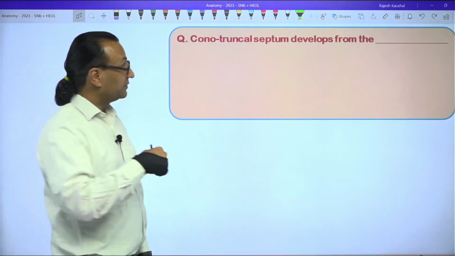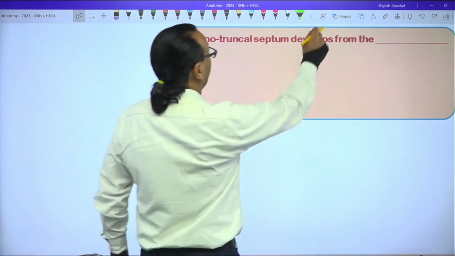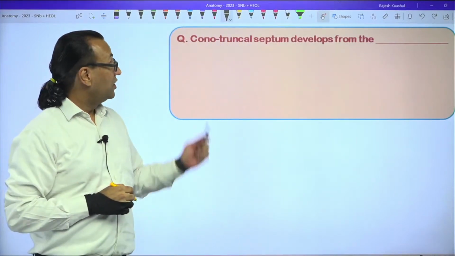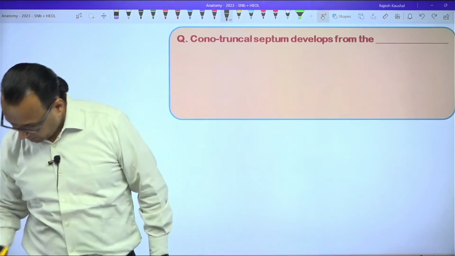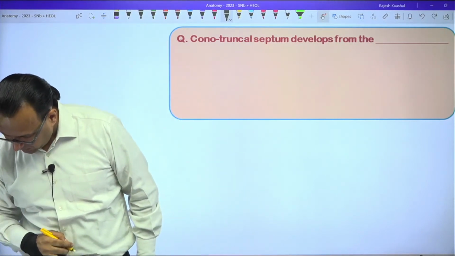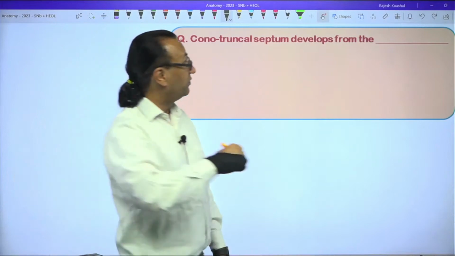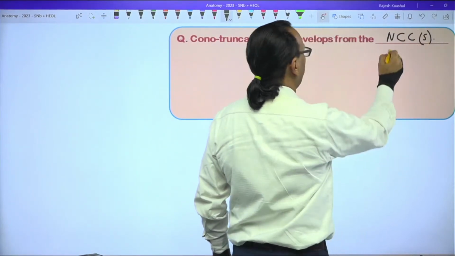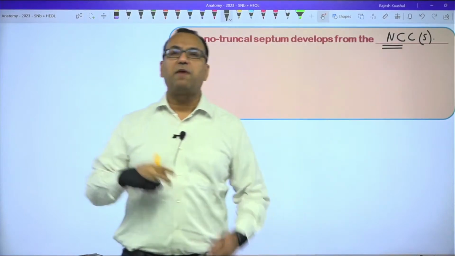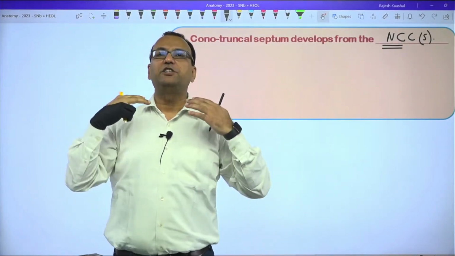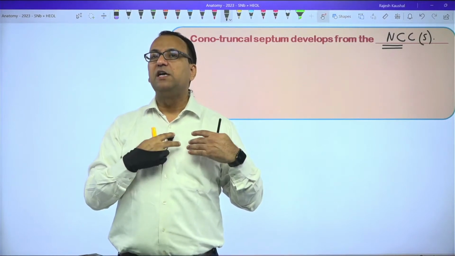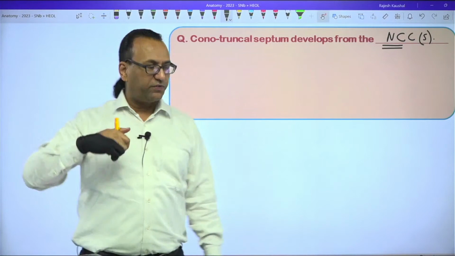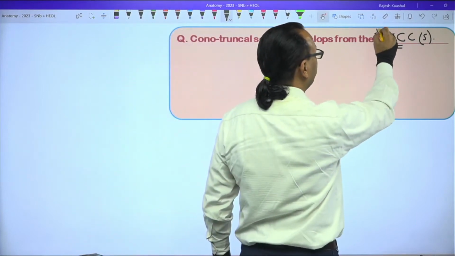So, the question, as you see, is asking us about the embryological origin, conotruncal septum should be developing from. Let me see. Yes, you already have answered. Neural crest cells, perfect. Sometimes there may be a problem with neural crest cell migration in the head neck region and proximal vessels of the aorta, DiGeorge syndrome. And DiGeorge syndrome is a problem of neural crest cell migration basically.